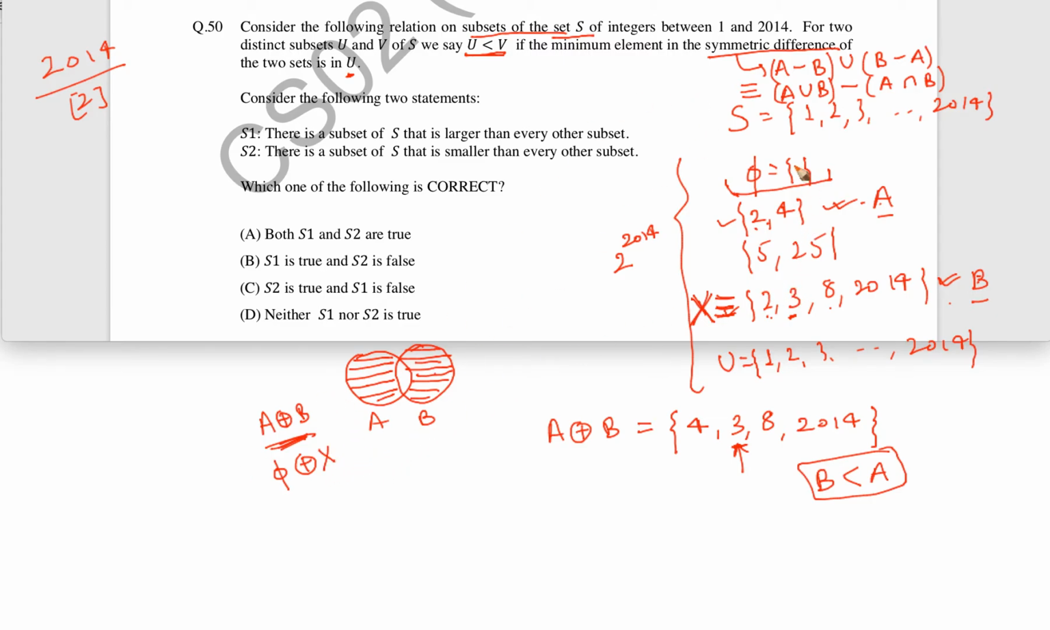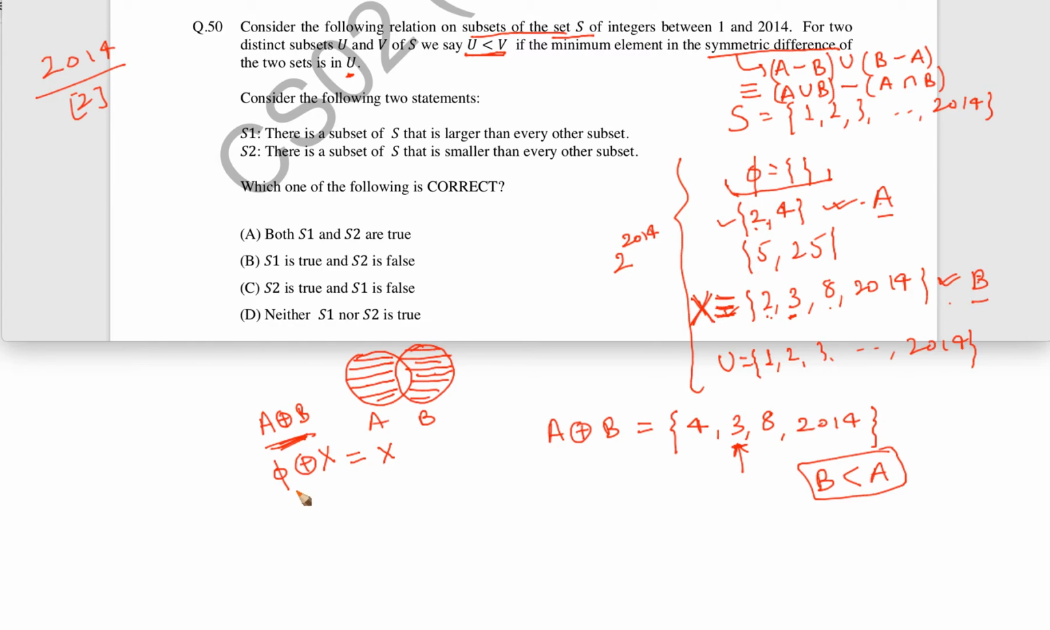So you understand that there is nothing common here. So the union minus intersection is nothing. X union phi will be X only, and then minus intersection is nothing, so nothing can be removed, and that's why it will be X only. So when we take this symmetric difference, it will be basically X only.